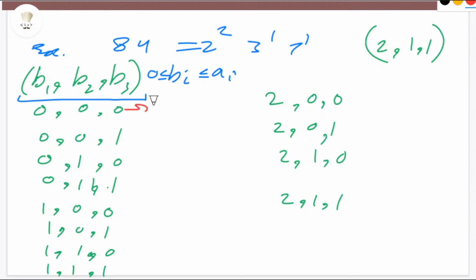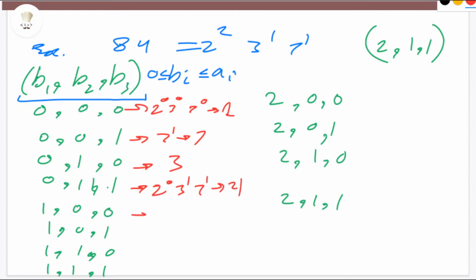Corresponding to 0 0 0, we will have 2 to the power 0, 3 to the power 0, 7 to the power 0, which is 1. Here we will have 7 to the power 1, which is 7. This would be 3, and this would be 2 to the power 0, 3 to the power 1, 7 to the power 1, which is 21. This would be 2, this would be 2 into 7, which is 14. This would be 2 into 3, which is 6. We would have 2 into 3 into 7, which is 42. And all of these numbers, 1, 7, 3, 21, 2, 14, 6, 42, you can clearly see are divisors of 84, right?